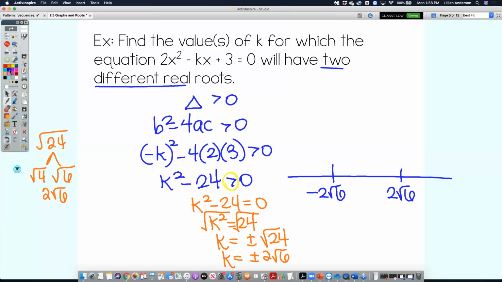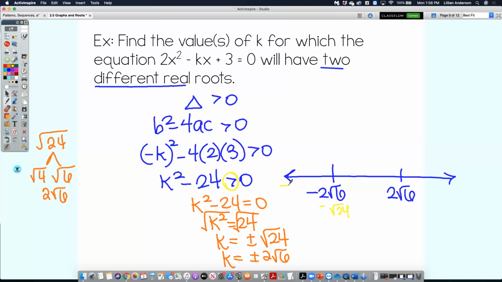What I've essentially done is I've taken these values and put them on a number line to test and find out what values for k are actually going to be greater than 0 when I plug it in. So I choose points in each one of these intervals. A number that's less than negative 2 root 6. Well, I originally had it from the square root of 24, negative square root 24. What number is less than negative square root 24? Negative square root of 25. And what's square root of 25?